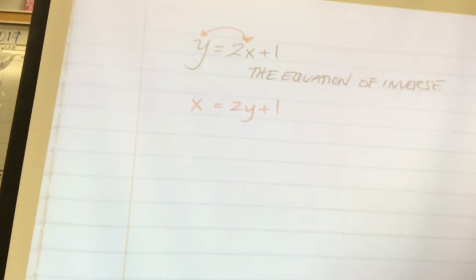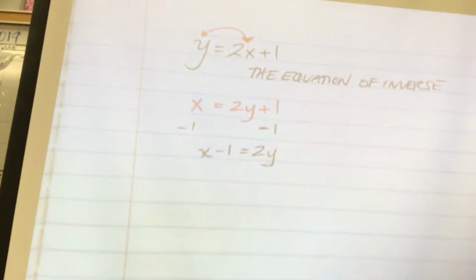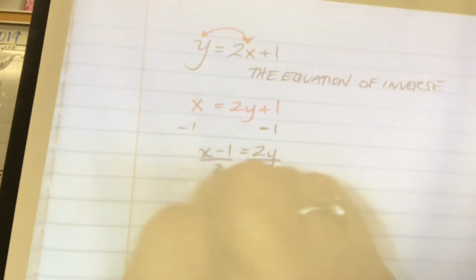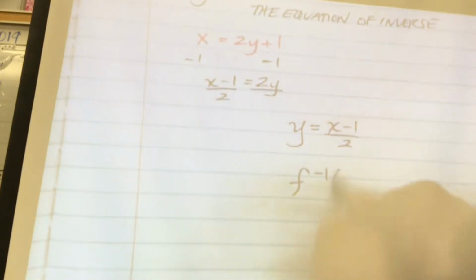And then step 2 is to solve for y. So that means I'm going to subtract 1 on both sides. So that's x minus 1 equals 2y. I'm going to divide both sides by 2. So y equals (x minus 1) over 2. So that means the inverse is (x minus 1) over 2.